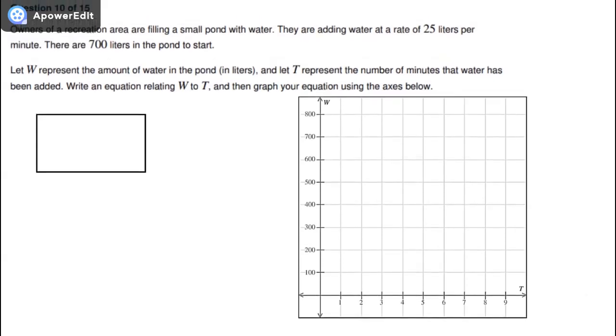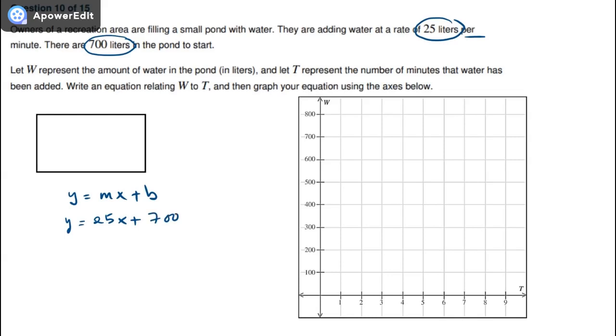So it's just like problem number 9. We start exactly the same thing. y equals mx plus b. We need to figure out what your slope is and what your beginning is. The owner of a recreation area is filling a small pond with water. They are adding water at the rate of 25 liters per minute. So your slope is going to be 25x plus the beginning. There are 700 liters in the pond to start. So the beginning is 700 liters.